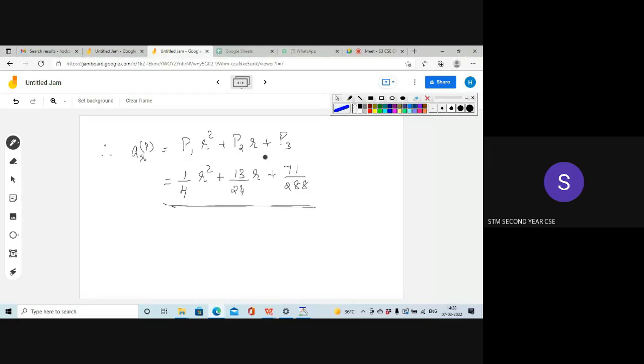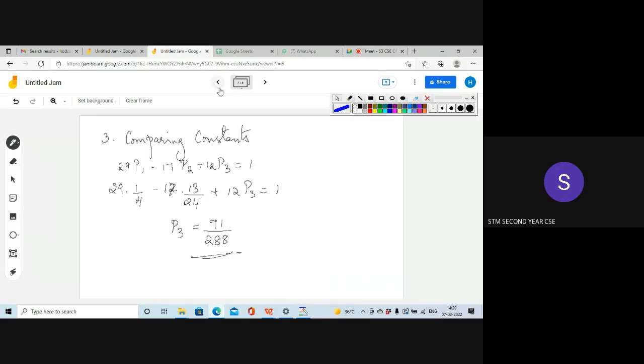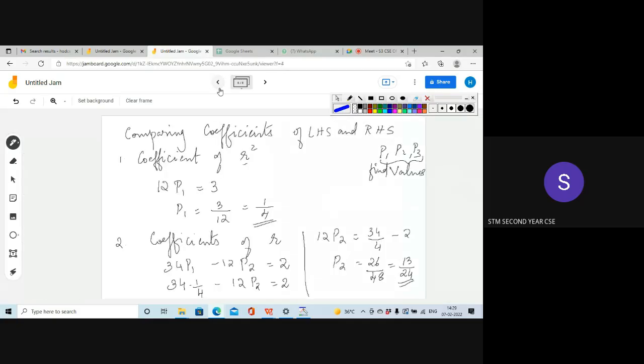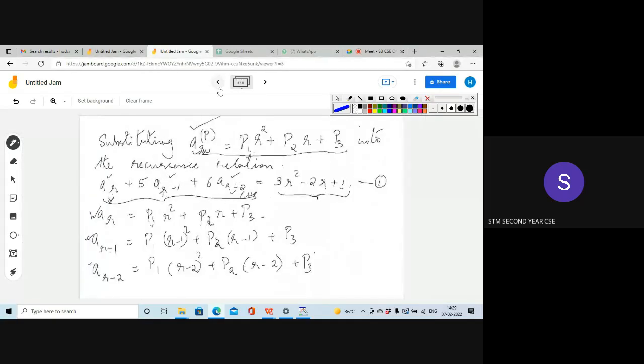Okay, so whenever you are asked to find the particular solution, write this general form and solve for P1, P2, P3. And to solve for P1, P2, P3, we have to substitute in the left hand side a_r minus 1 and a_r minus 2, because these are the terms given here, and then compare the coefficients. So this is one particular form of the second case where you are asked to find only the particular solution.